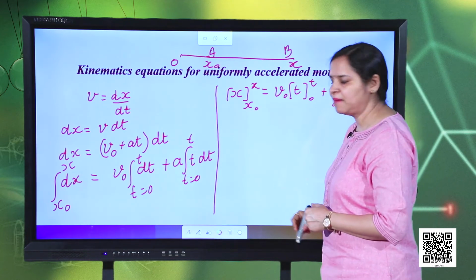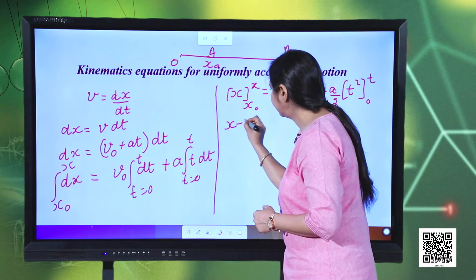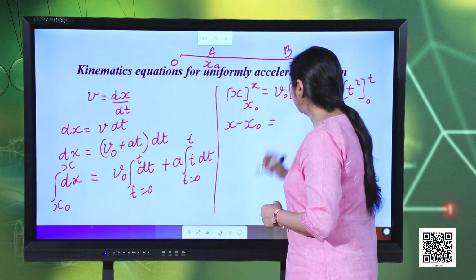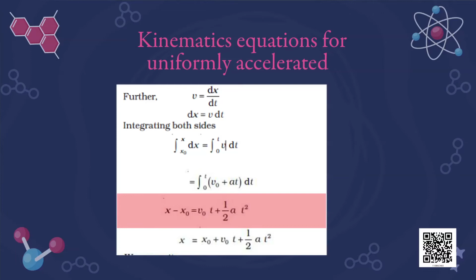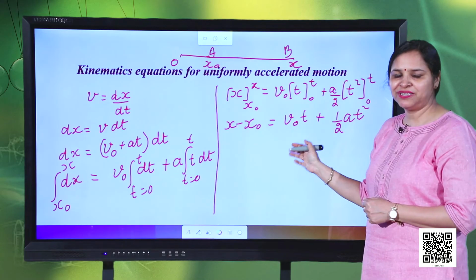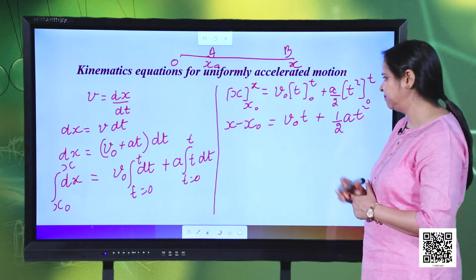Now, substituting the upper and the lower limits, we get x minus x naught is equal to V naught into t minus 0 will be V naught t itself, plus here we will get half a t square. So, this is actually the second equation of motion.